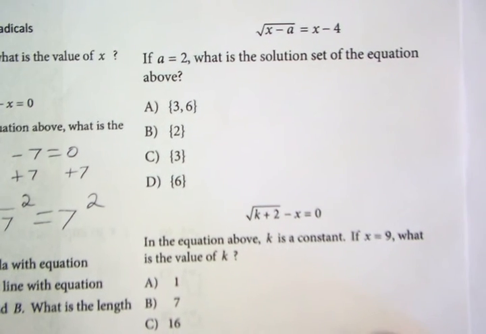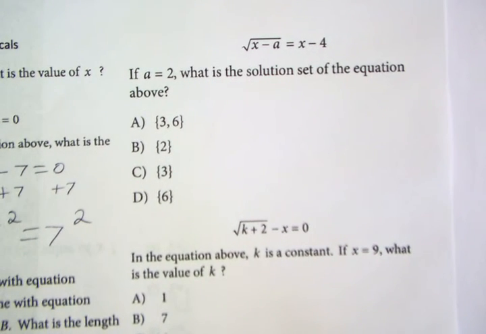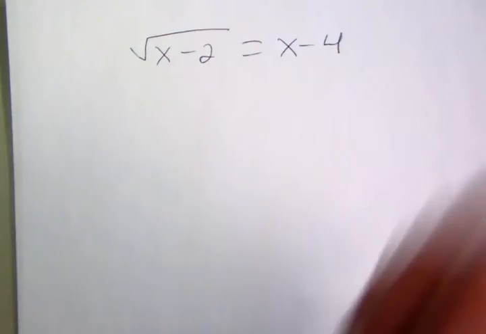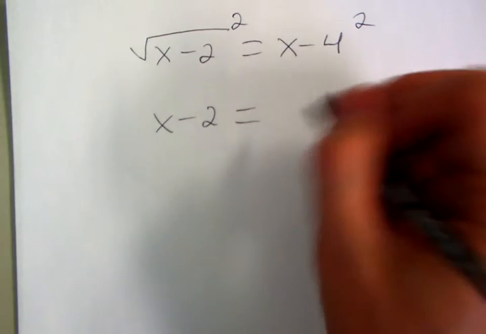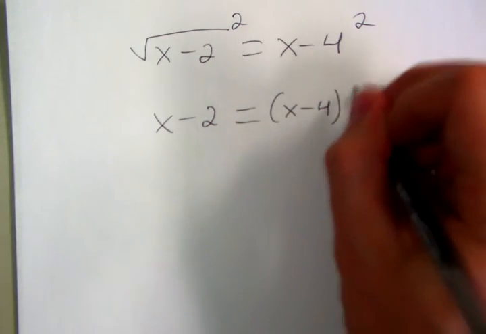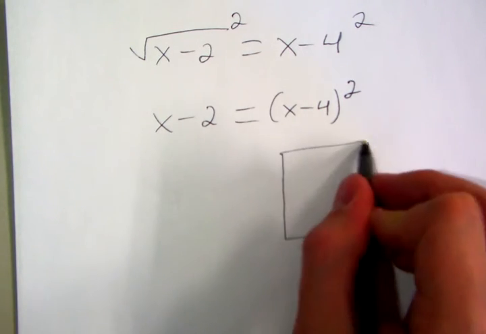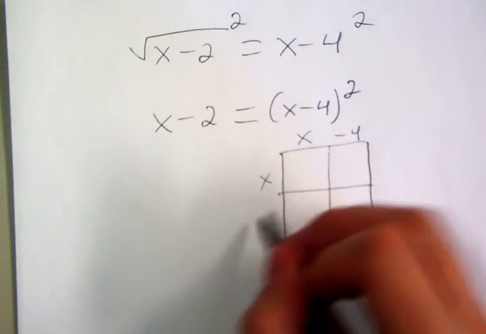Next problem here in the top right, we see that the square root of x minus a is equal to x minus 4. And they tell us that a is equal to 2. We substitute a for 2. To cancel this out, we're going to square both sides. On the left, this just gives us x minus 2. On the right, we have to square this entire quantity, which I think the best way to do is to use the area model, or the box method.